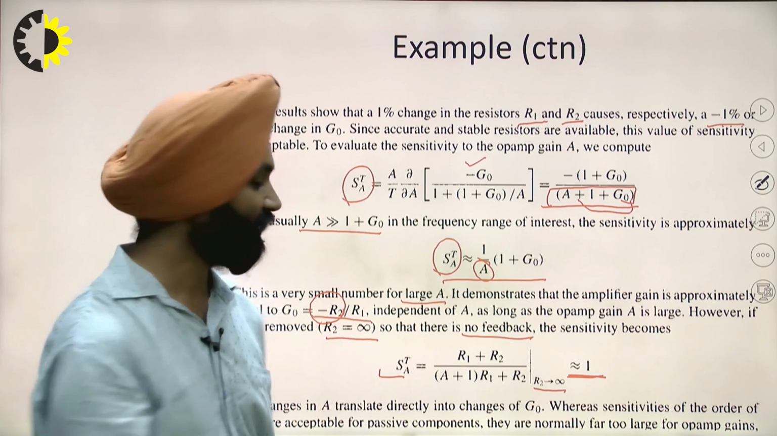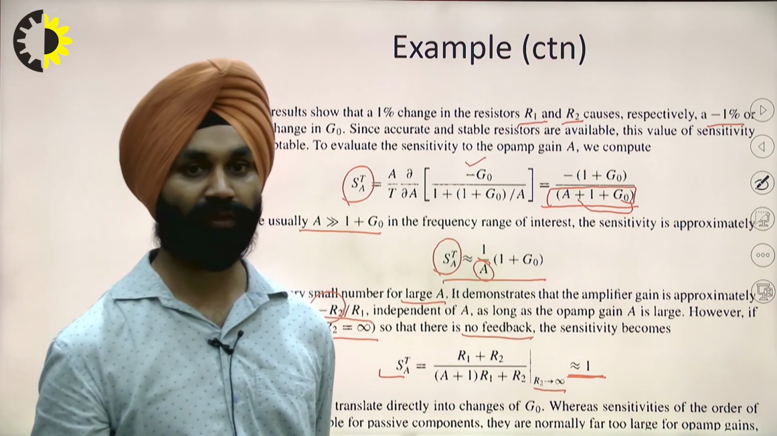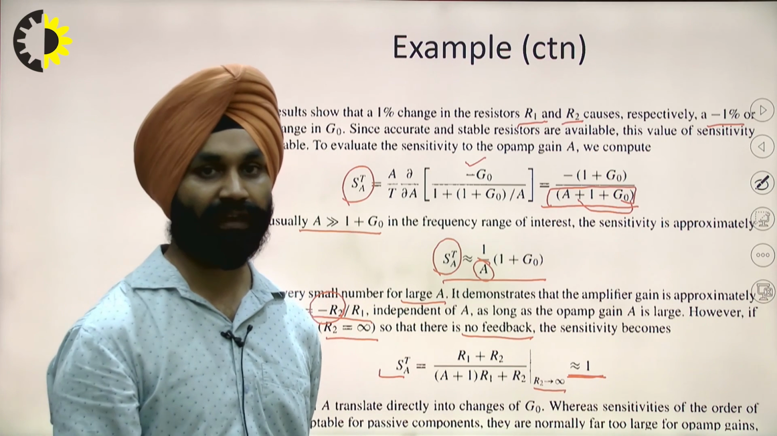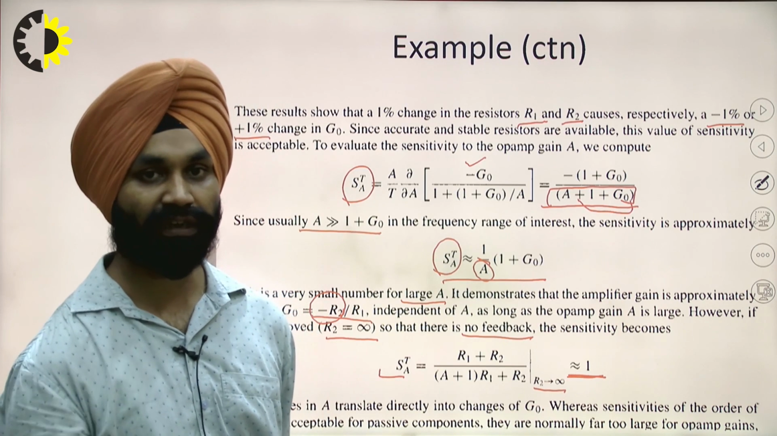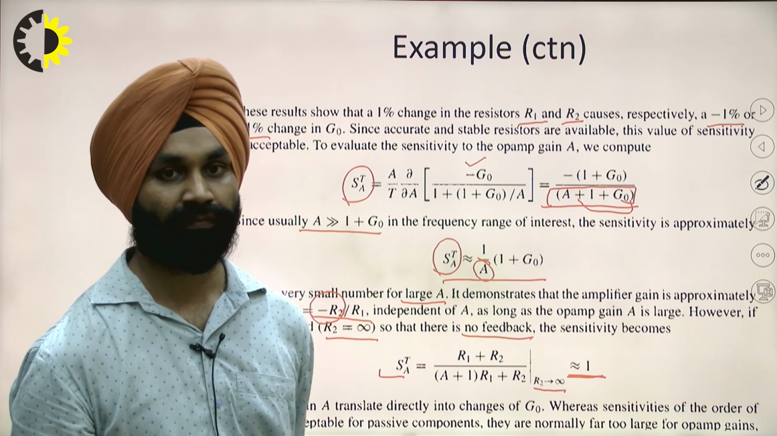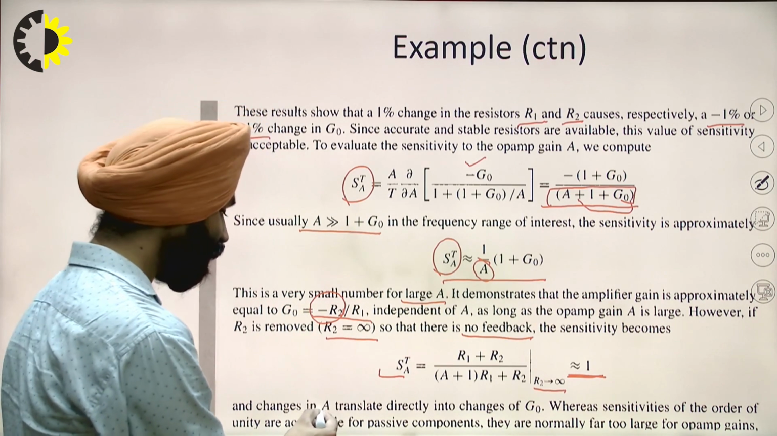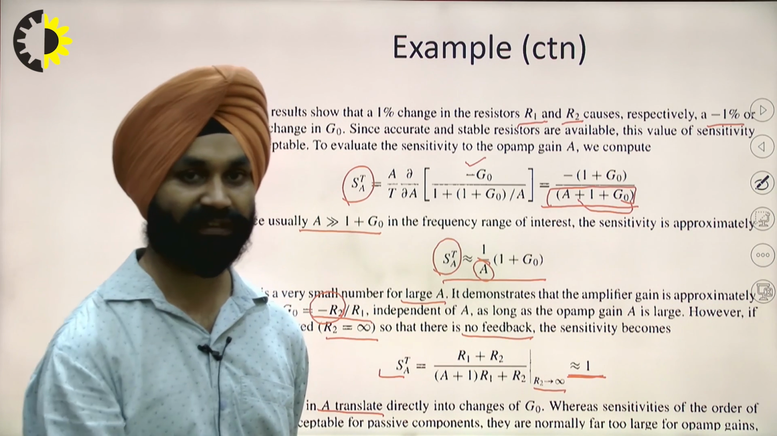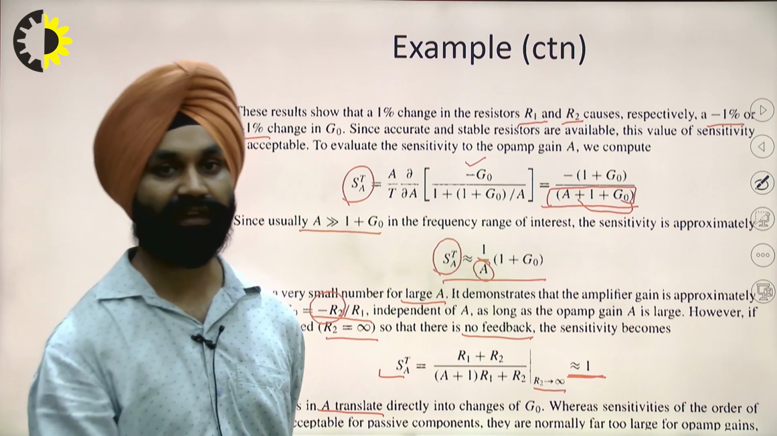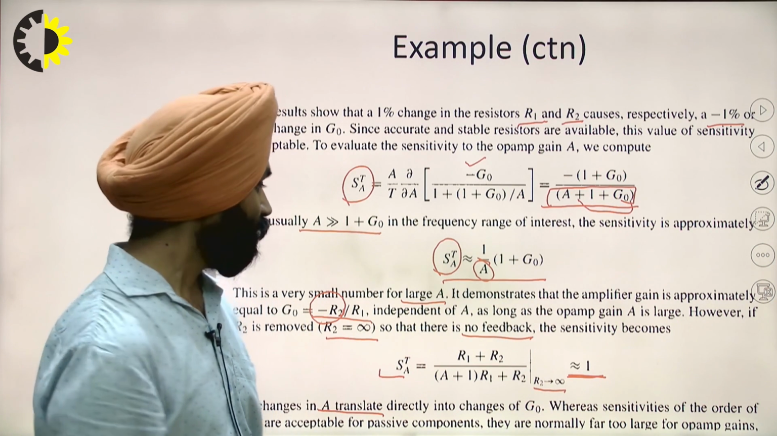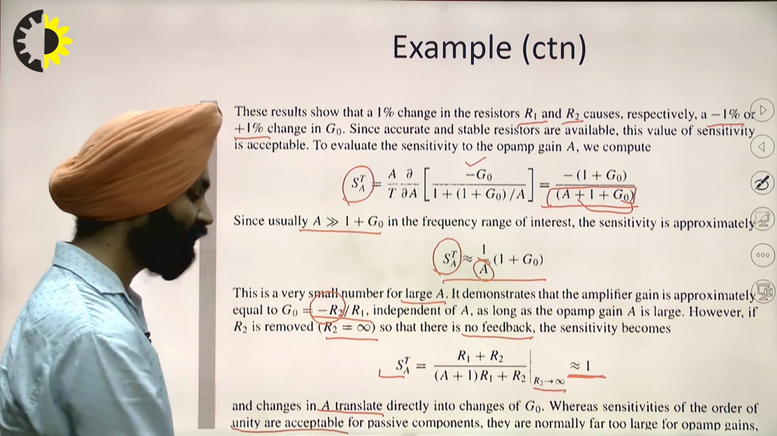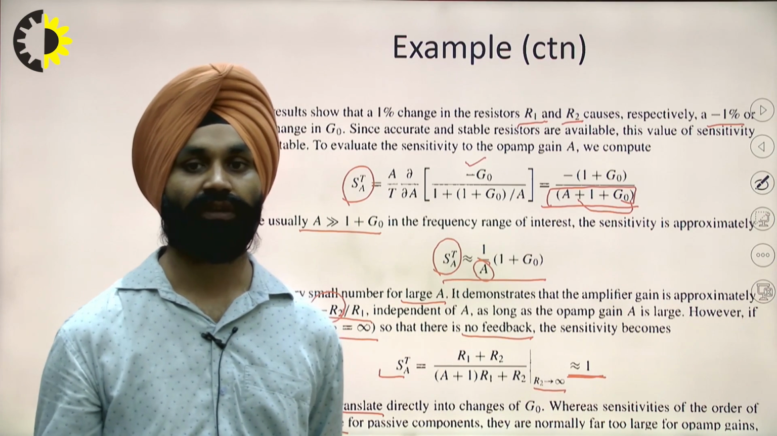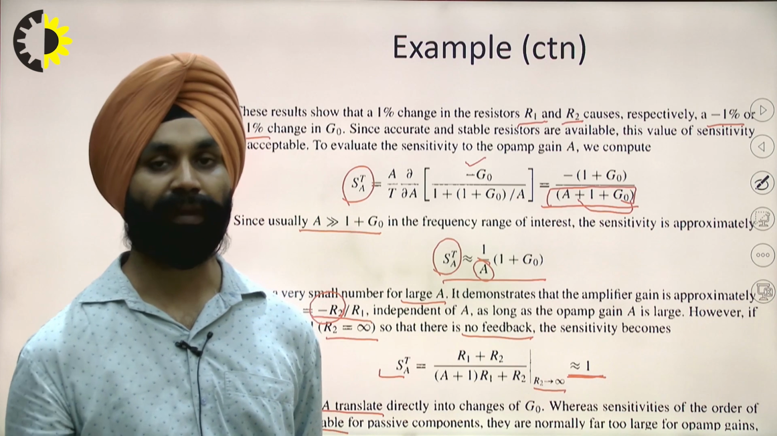Or we can say that a 1% change in one component's value, here the component value is A, will result in a 1% change in T. So we can say that the change in A translates directly into G0. Whatever the change in A is, that is directly changing T. So sensitivities of the order of unity are acceptable for the passive components, but they are far too large for components such as the op-amp gain.